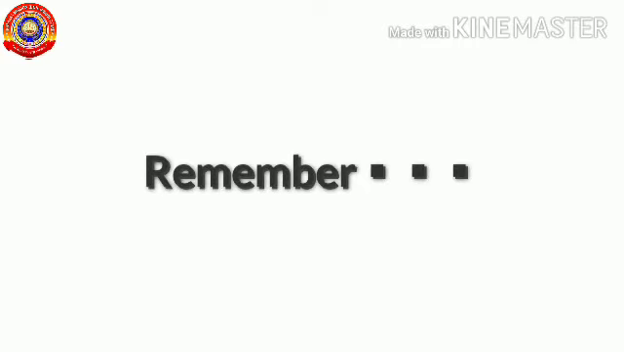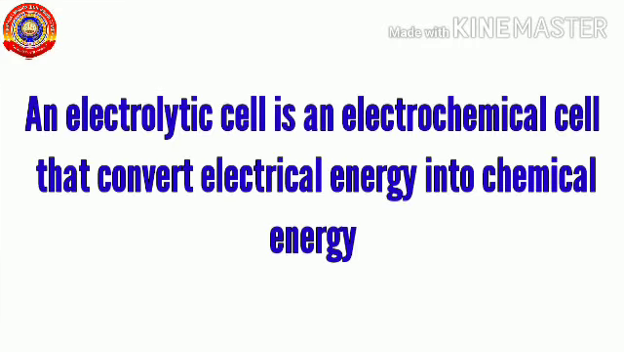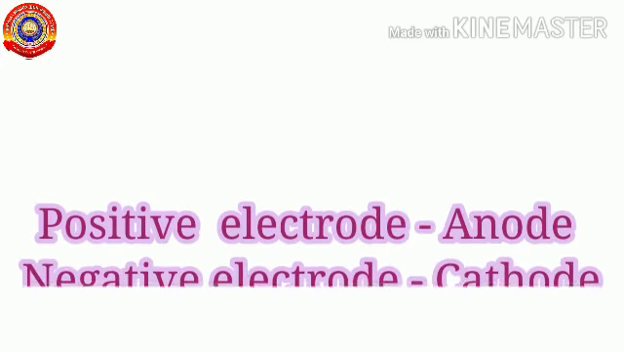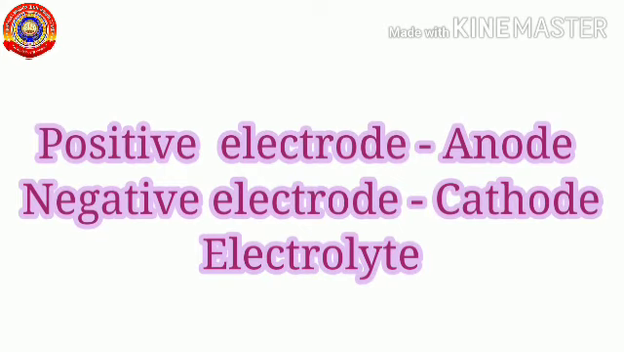Okay students, let's recall. Today we learned about the electrolytic cell. An electrolytic cell is an electrochemical cell that converts electrical energy into chemical energy. An electrolytic cell consists of two electrodes and an electrolyte. Electrodes are substances which pass electricity to the electrolyte. And electrolytes are substances which conduct electricity either in molten state or in aqueous solution.